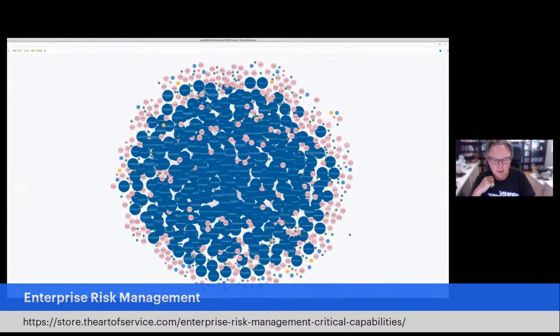There's over 2,000 critical capabilities in there if you're thinking of enterprise risk management and trying to figure out what you need to cover in there. So the big blue balls, they are the critical capabilities. They are the things you really need to think of, and the pink balls, they are the questions that are aligned to those critical capabilities.